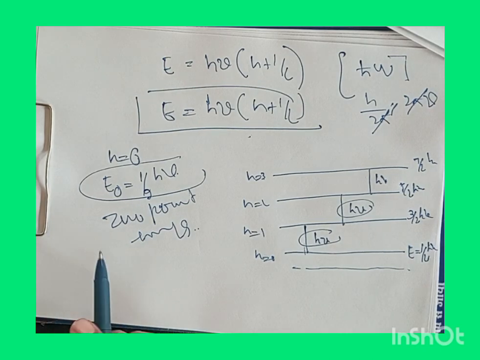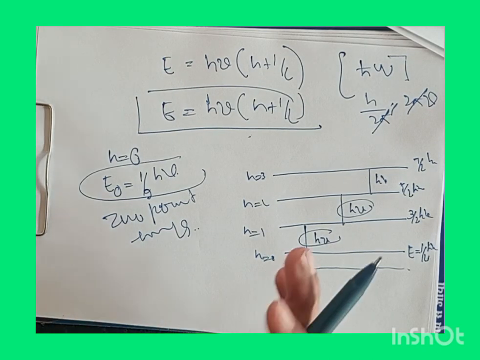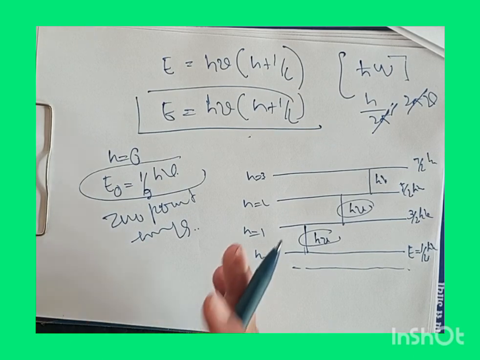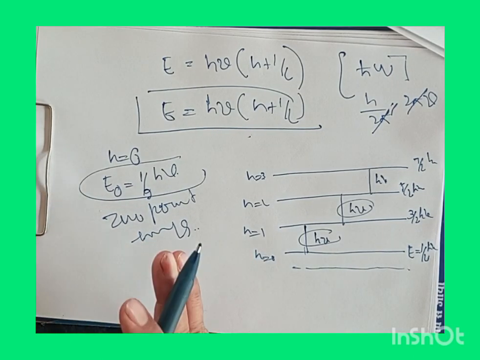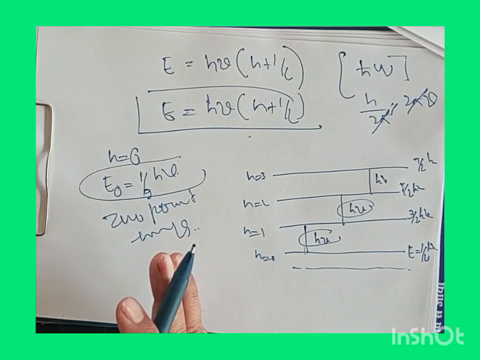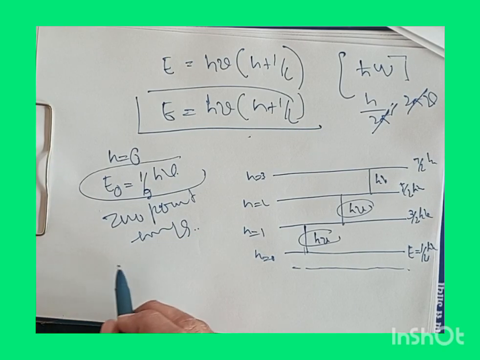This is certainly in contrast to the classical theory, which we have done in the classical harmonic oscillator, where we found that the energy of the oscillator is continuous. It is continuous from 0 to infinity. And that's the case.